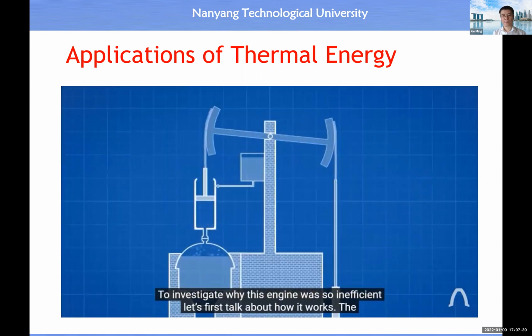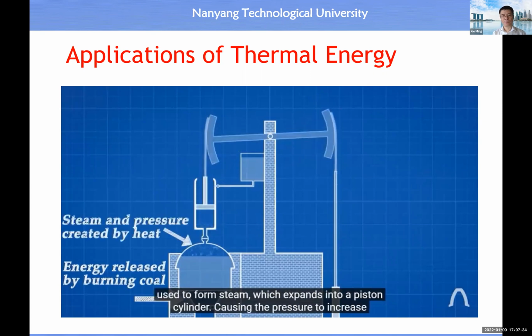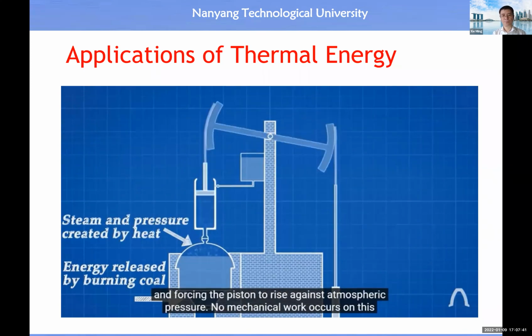The engine takes energy stored in coal and converts it to heat. That heat is used to form steam, which expands into a piston cylinder, causing the pressure to increase and forcing the piston to rise against atmospheric pressure. No mechanical work occurs on the stroke, because this chain can only transmit force in tension.